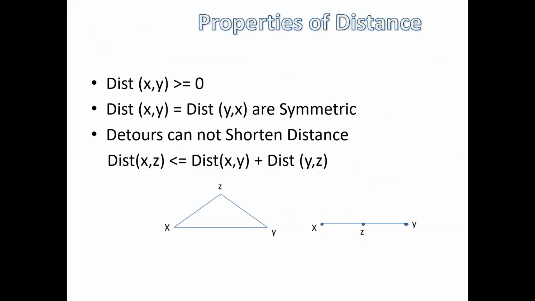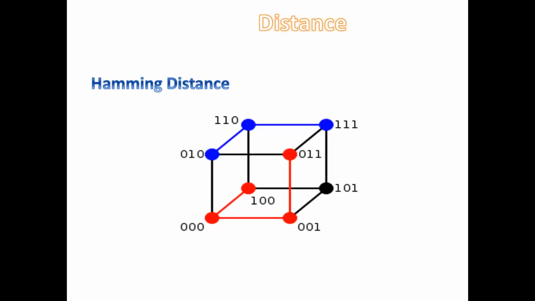Some more distance metrics. In general, distance has to be greater than or equal to 0. Distance has to be symmetric, that means distance of xy has to be the same as distance of yx. Detours cannot shorten distance. If I want to take x to y versus x to z and z to y, the distance of x to y has to be smaller than x to z plus z to y. The detour can never shorten the distance. This is something you have to keep in mind when you create a distance matrix.